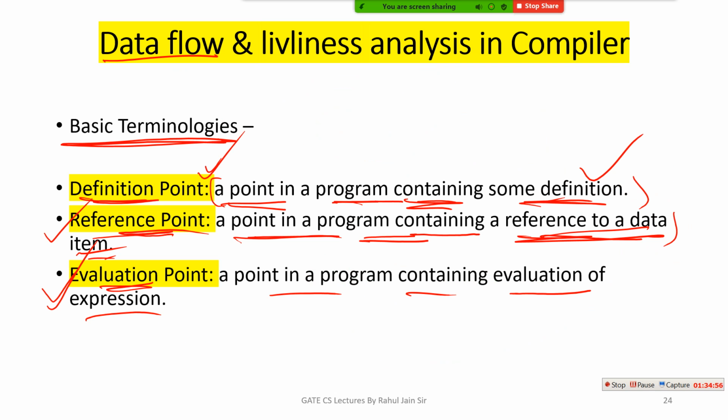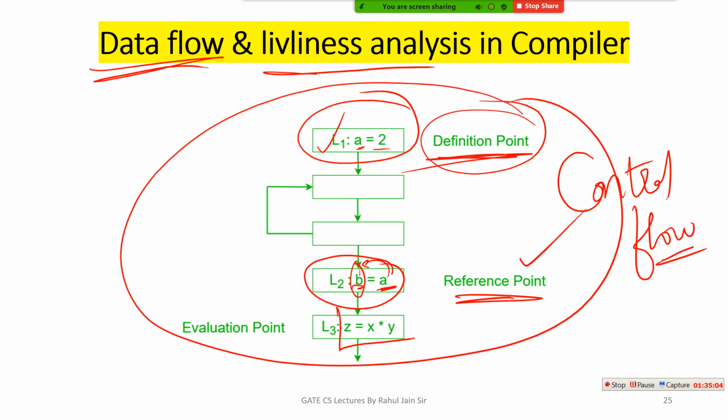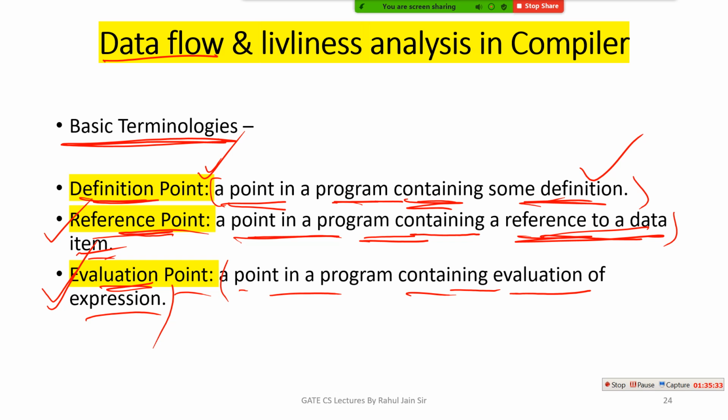And the last one is the evaluation point. An evaluation point is a point in a program that contains evaluation of an expression. So here we are evaluating z equals x into y, or whatever we evaluate here will be considered under the evaluation point. With the help of liveliness analysis and control flow, you can understand this. Basically it is a subjective topic with no relation to GATE, but GATE added it in the latest syllabus. That is why we are discussing the theoretical points. I hope you are getting the concepts of basic terminologies, guys.